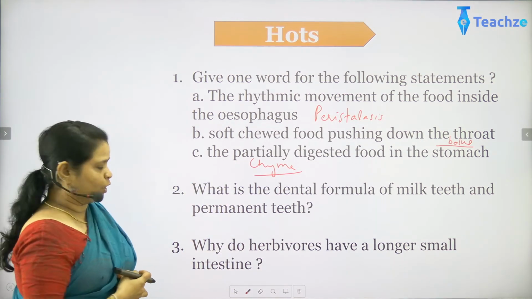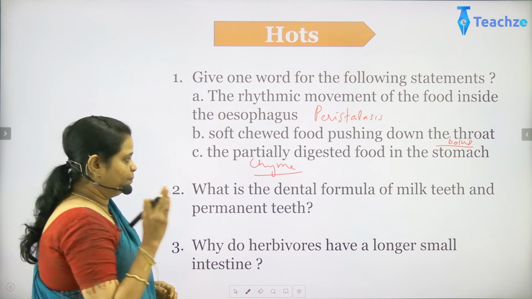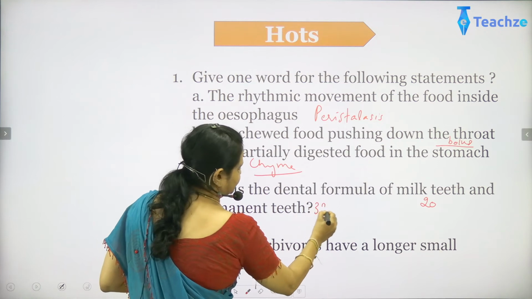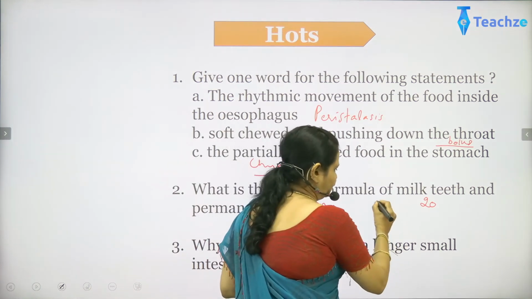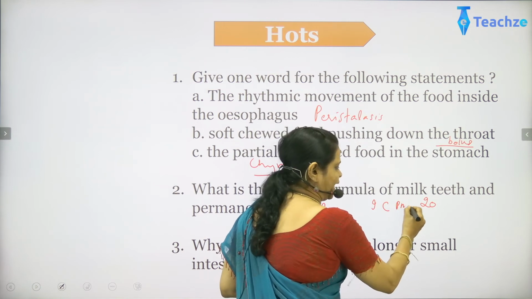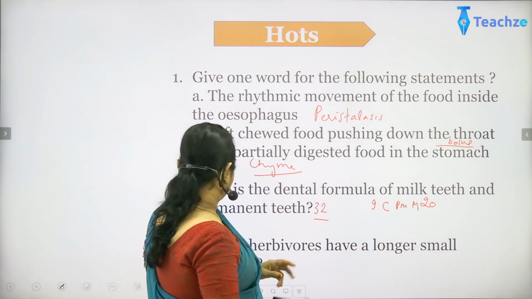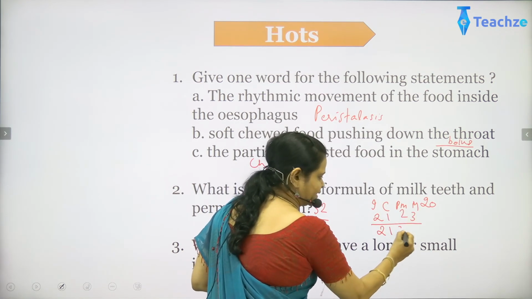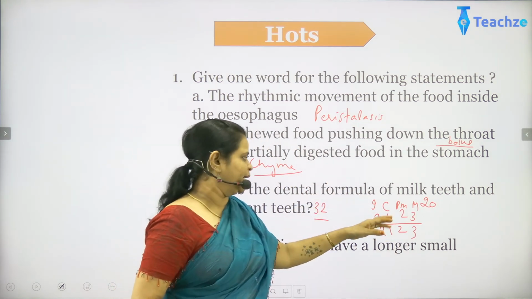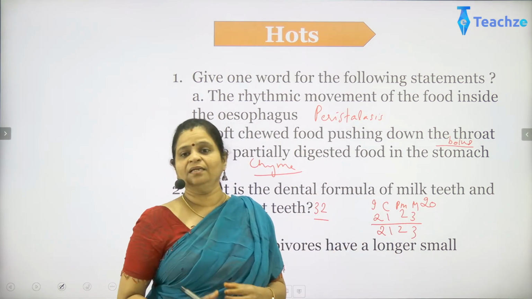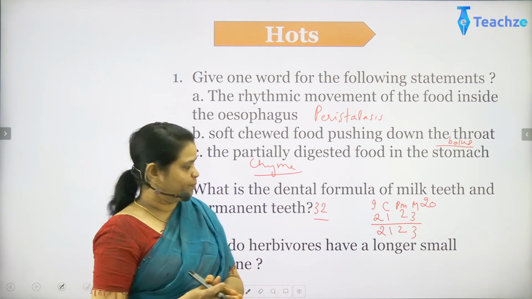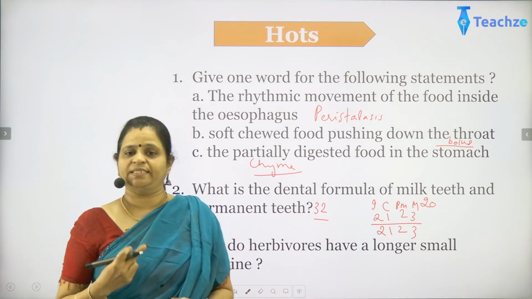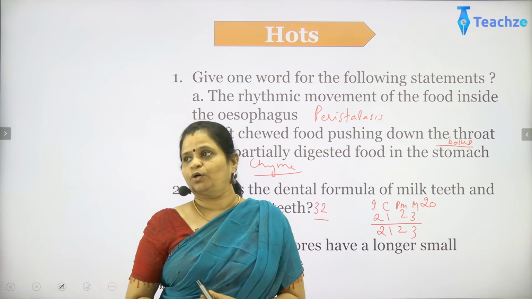What is the dental formula of milk teeth and permanent teeth? Milk teeth, I told you it is 20, and permanent teeth we said it is 32. So in the order of incisors, canines, premolars and molars, we have the dentition for permanent teeth as 2, 1, 2, 3 by 2, 1, 2, 3. That is, we have 2 incisors, 1 canine, 2 premolars and 3 molars in the half of the jaw. So when you add it up, it is 8 plus 8, 16, and in both the jaws it is 32. So that will be the dental formula of permanent teeth.